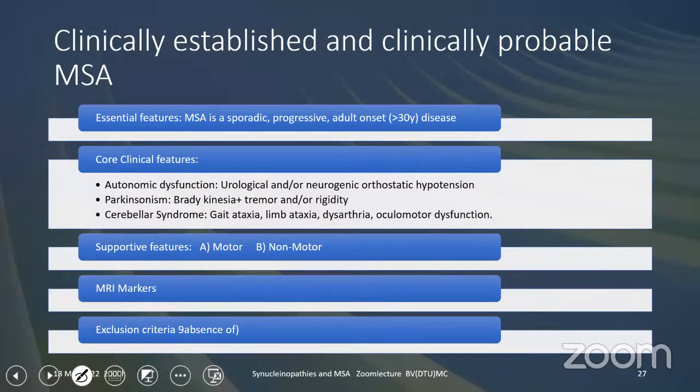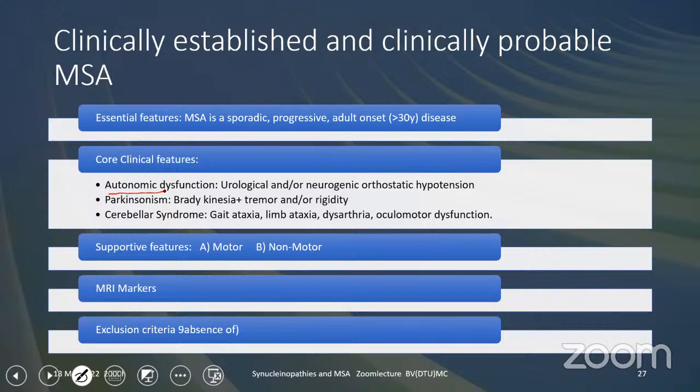Next, we'll see what is clinically established and clinically probable MSA. Most important thing: one of the essential features you should realize is that it is a sporadic, progressive, adult onset disease, more than 30 years. It's never seen below 30 years. The core clinical features, re-emphasizing, are autonomic dysfunction, which is why this lecture started with so many autonomic nervous system slides. Neurogenic orthostatic hypotension, Parkinsonism, bradykinesia, tremor and or rigidity, cerebellar syndromes, gait ataxia, limb ataxia, dysarthria, oculomotor dysfunction. These are the core clinical features.